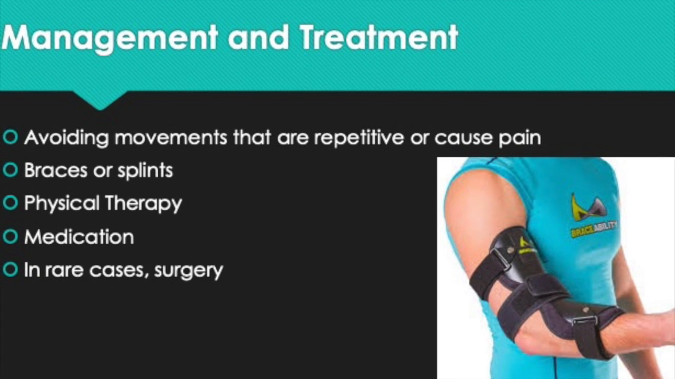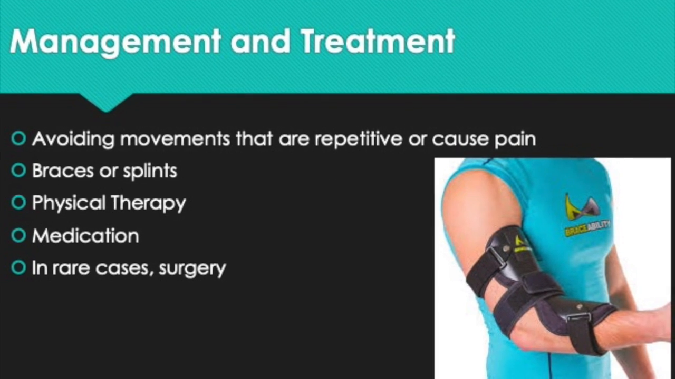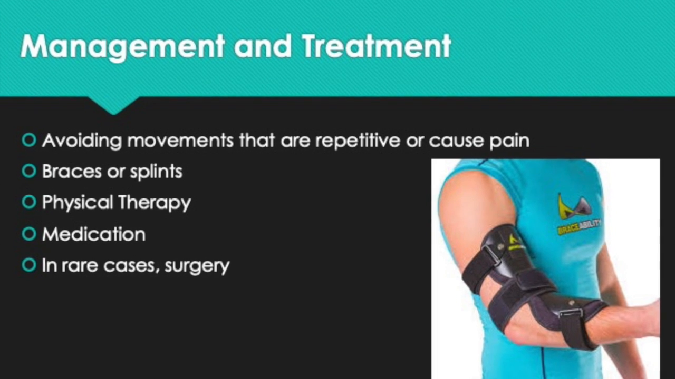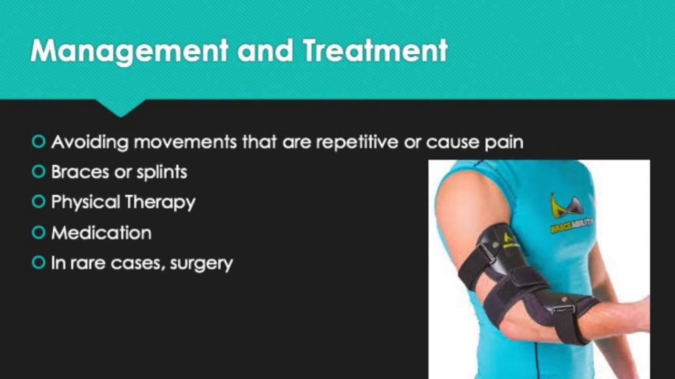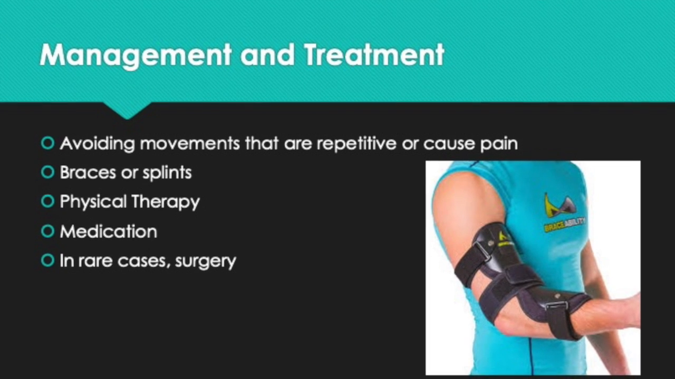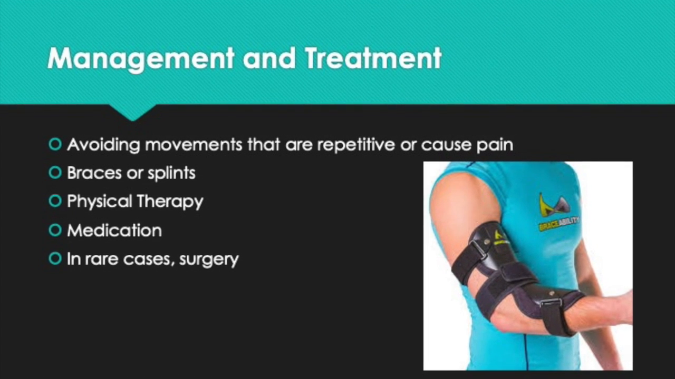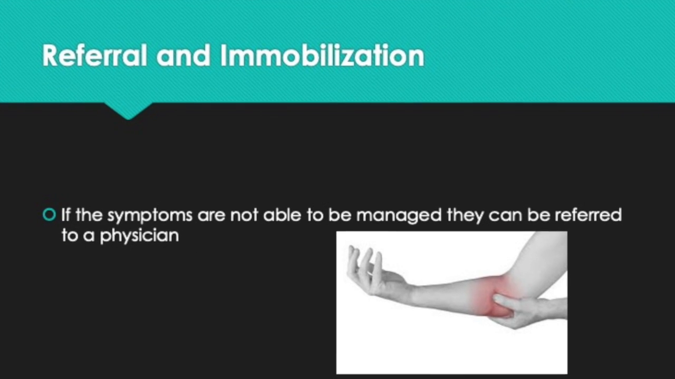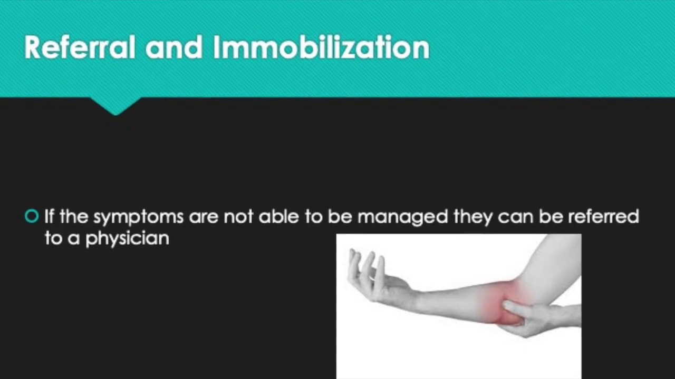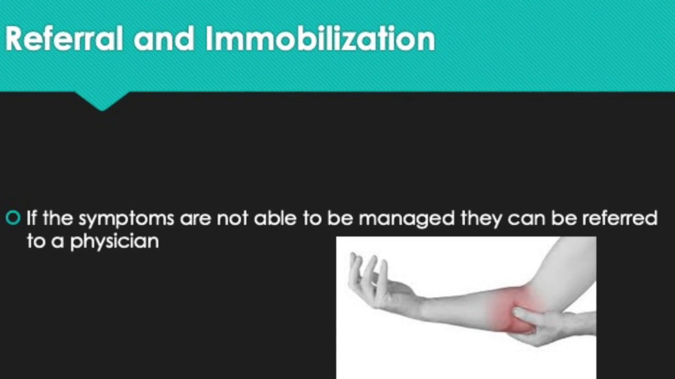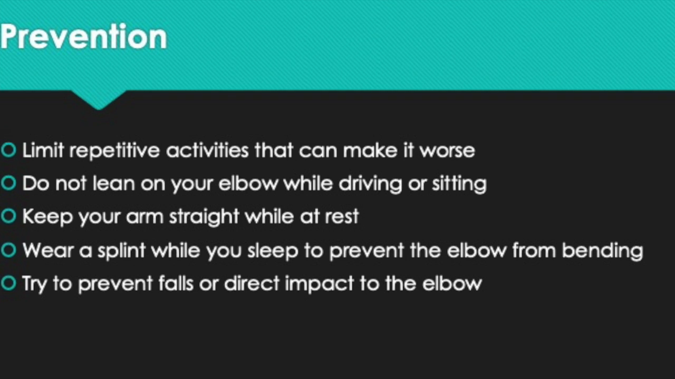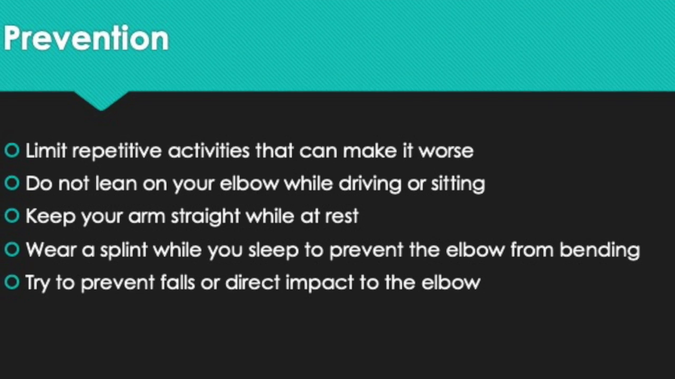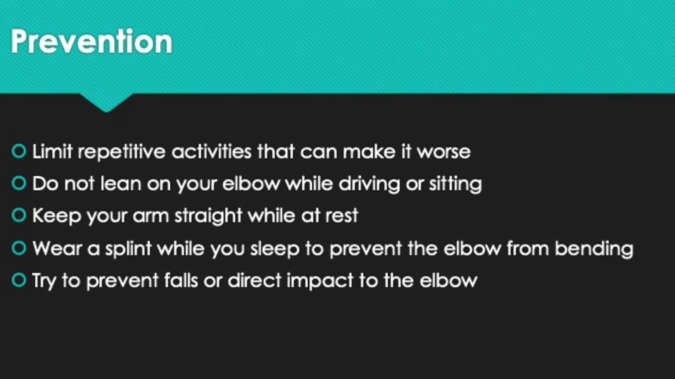Management and treatment. Avoiding movements that are repetitive or cause pain, using braces or splints, physical therapy, medication, and in rare cases, if they can't manage their symptoms, surgery. As an athletic trainer, if you cannot help your athlete with these symptoms, you can refer them to a physician to get further help. In order to prevent nerve entrapment of the elbow, limit repetitive activities that can make it worse.